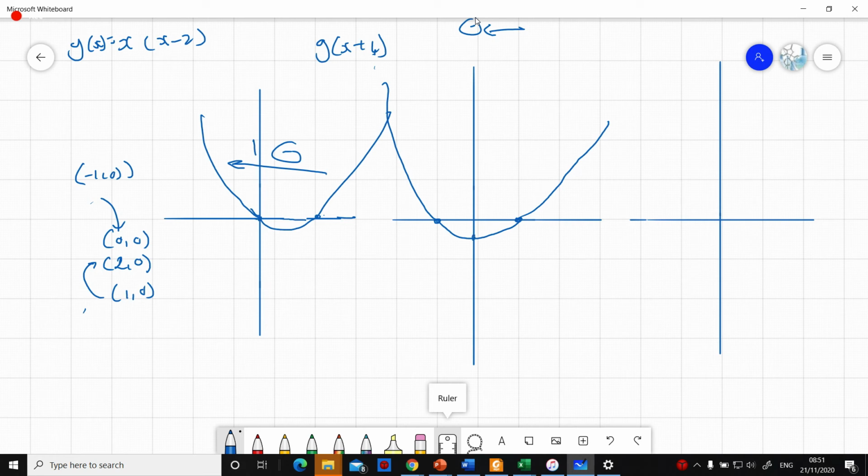And now we have a y-intercept, and we know the y-intercept is going to be x. The new points are going to be x minus 1 and x plus 1. So therefore, it's going to be here.